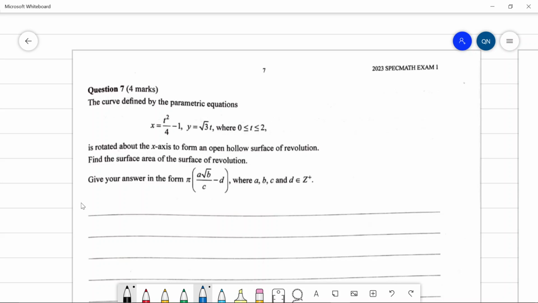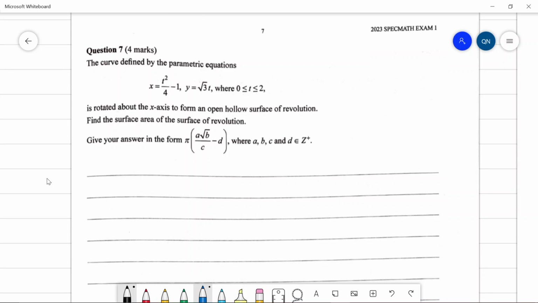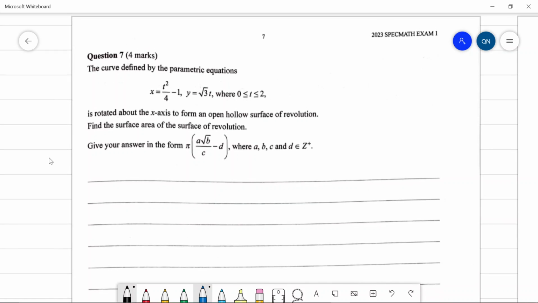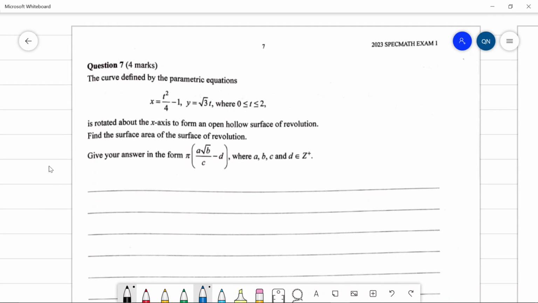Give your answers in this form. Okay, so we have to remember how to get the surface of revolution thing. I don't know if I remember the exact formula. I think it was to do the integral from t equals 0 to t equals 2, and then you have something like the square roots. Was it square roots? No, I'm thinking of the arc length formula.